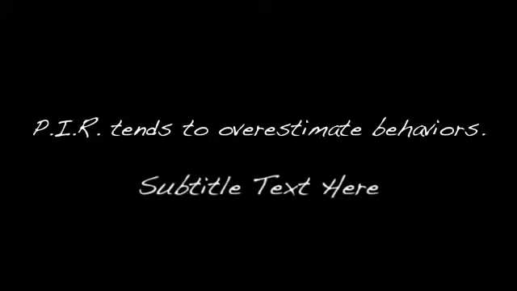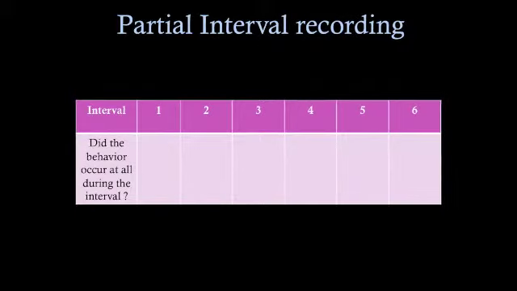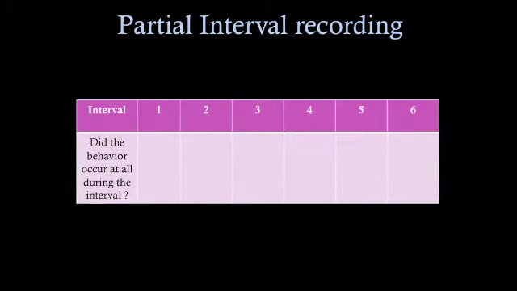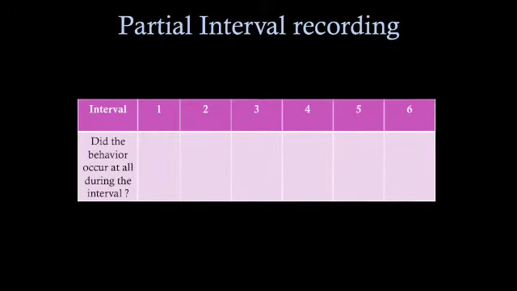In partial interval recording, you record if the behavior occurs at any time during the interval. This type of recording tends to overestimate the behavior. Partial interval recording is divided into intervals, and then it is recorded whether or not the behavior occurred at all during the interval.